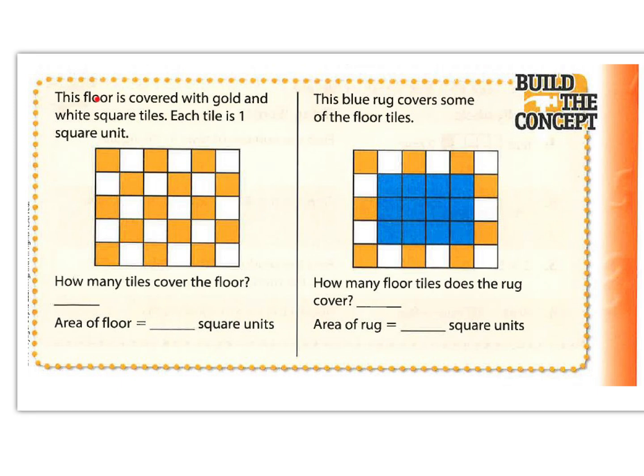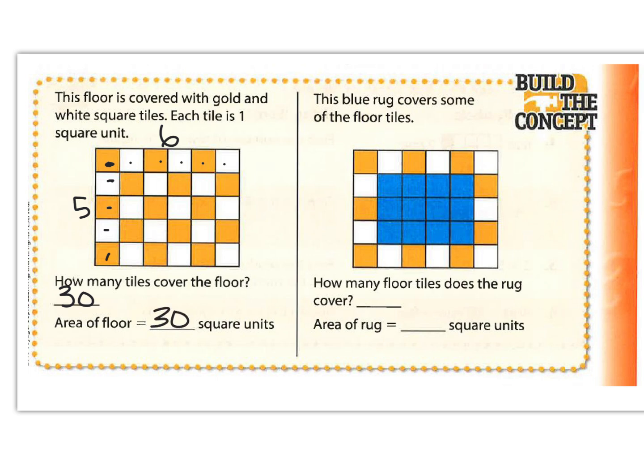This says, this floor is covered with gold and white square tiles. Each tile is 1 square unit. How many tiles cover the floor? Well, we can count or we can multiply. Multiplying is much faster. So this is 1, 2, 3, 4, 5, 6. And then up and down, how many rows we have is 1, 2, 3, 4, 5. This is a 5 by 6. That is 30 tiles. So the area is 30 square units.